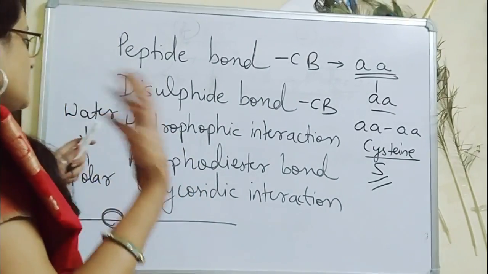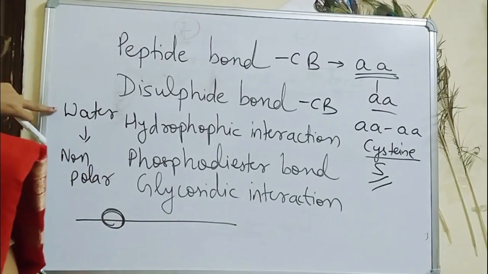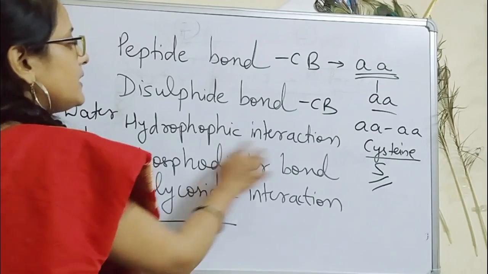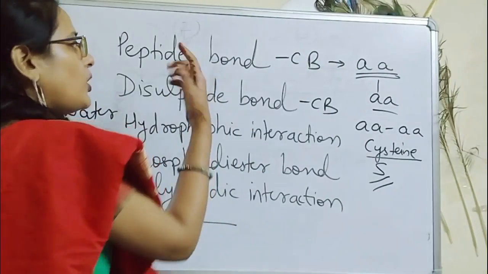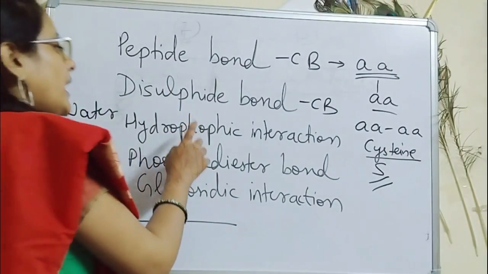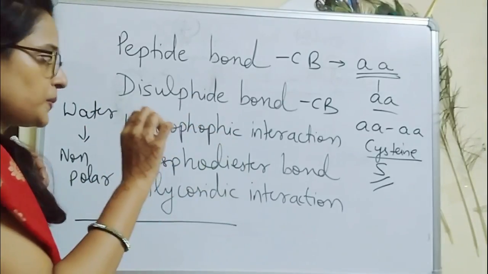Hydrophobic interaction is an interaction between water molecules and non-polar molecules. This type of interaction is seen in case of proteins. Peptide bond is also seen in case of proteins. Disulfide is also seen in case of proteins. Hydrophobic interaction is mainly seen in case of proteins.